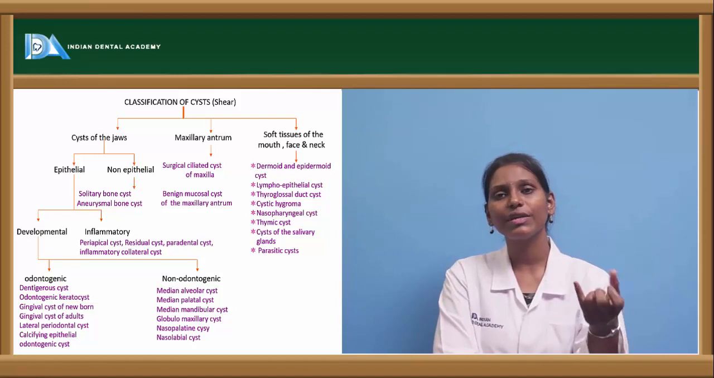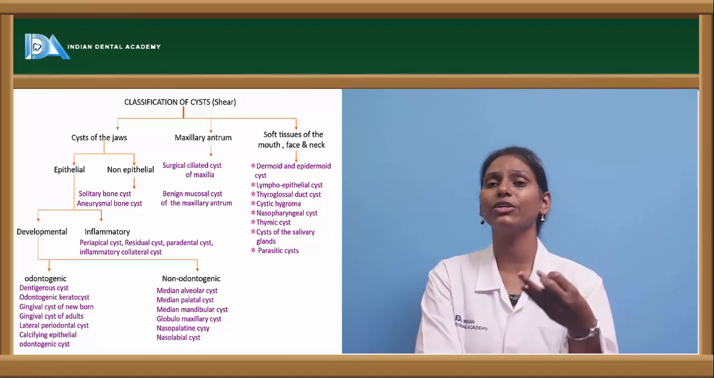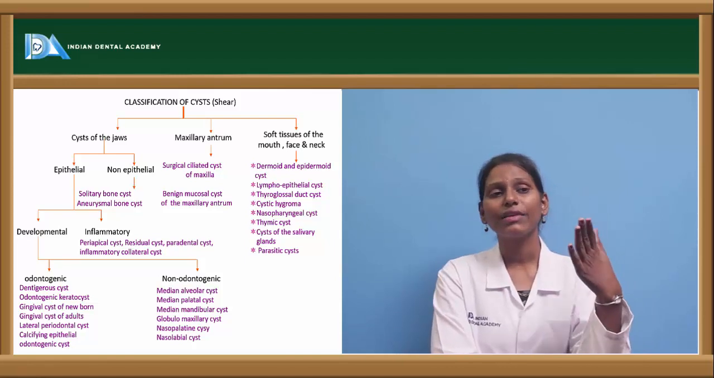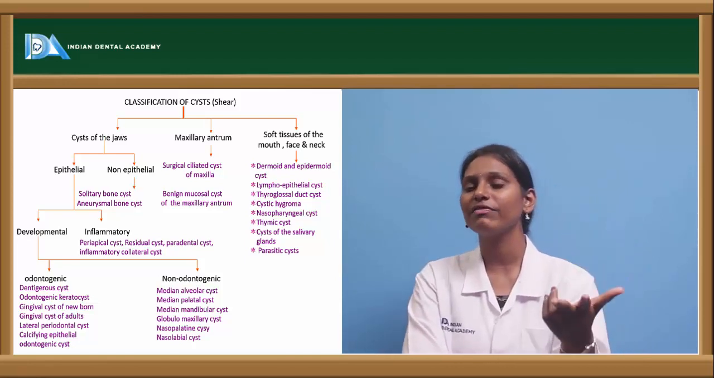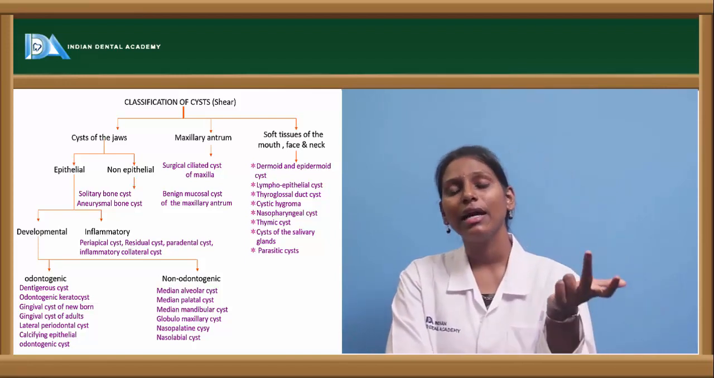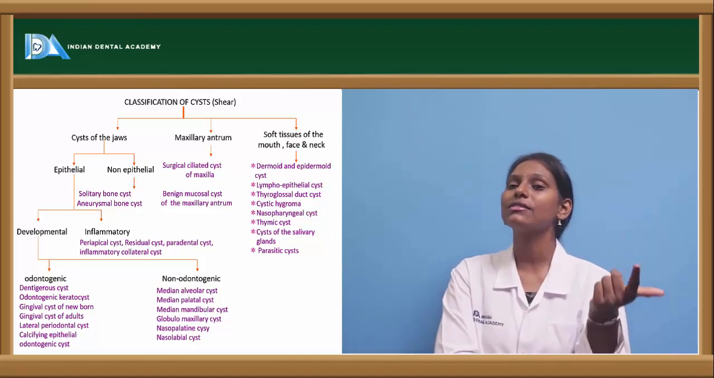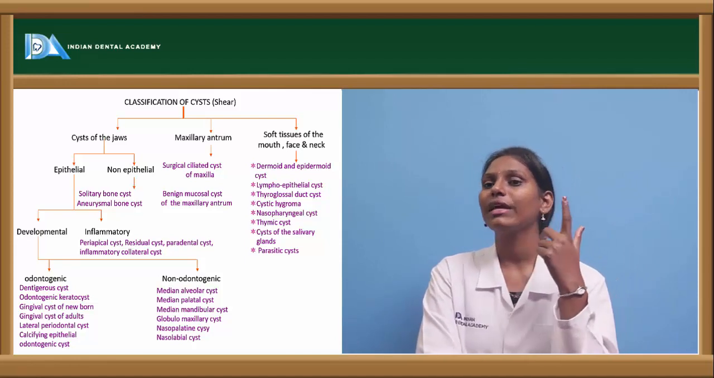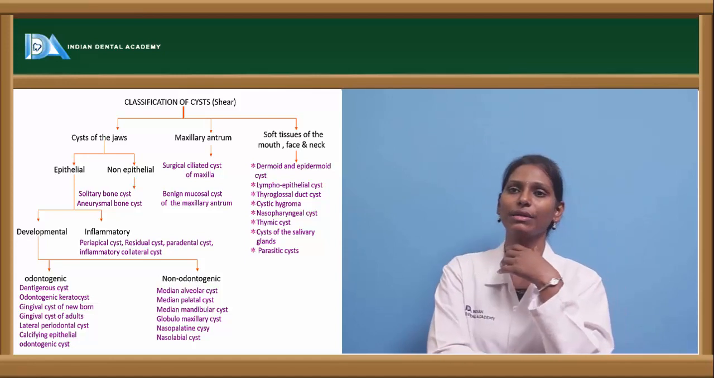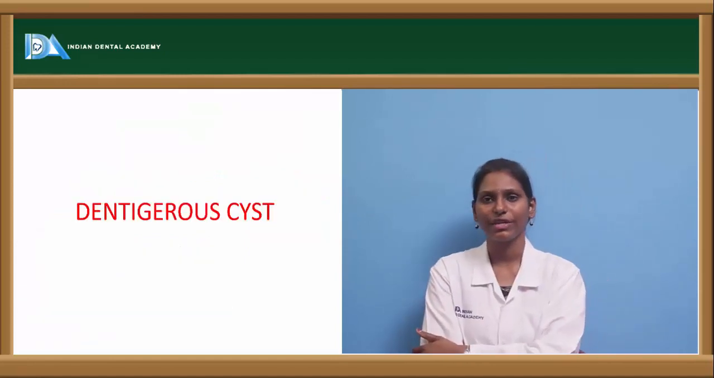In odontogenic cysts we have dentigerous cyst, odontogenic keratocyst, gingival cyst of newborn, gingival cyst of the adults, lateral periodontal cyst, and calcifying epithelial odontogenic cyst. In non-odontogenic cysts we have median alveolar cyst, median palatal cyst, median mandibular cyst, nasopalatine cyst and nasolabial cyst. So these are various cysts of the jaws based upon Shear's classification.